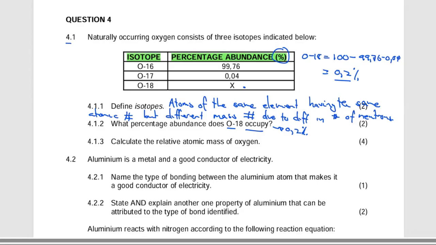It says here, calculate the relative atomic mass of oxygen. So we're looking for the relative atomic mass of oxygen. What I'm going to do is use this top space there. I'm going to say relative atomic mass, RAM, is equivalent to all these percentages that we're having there.